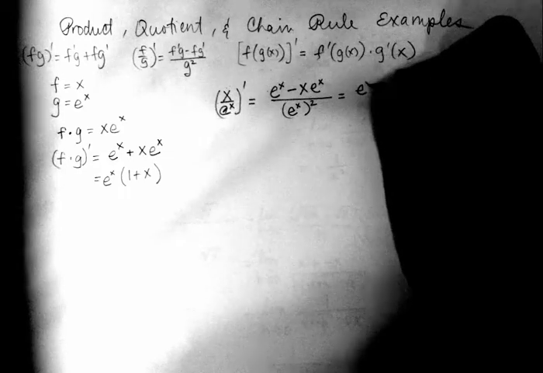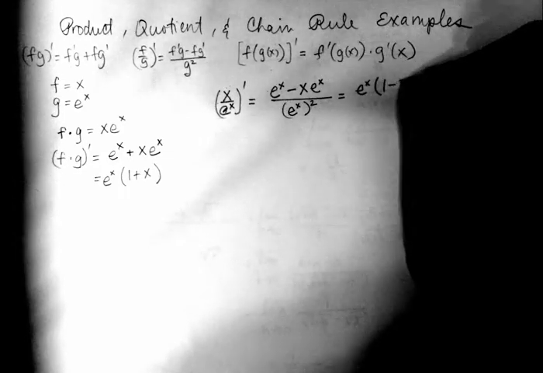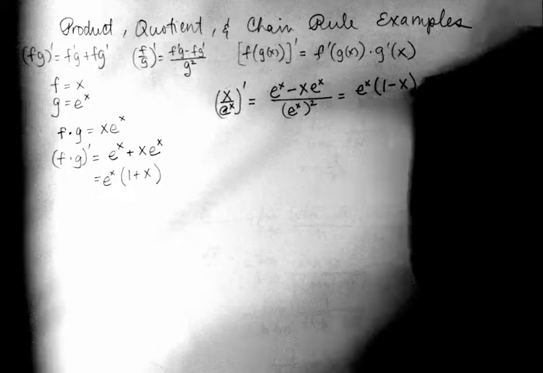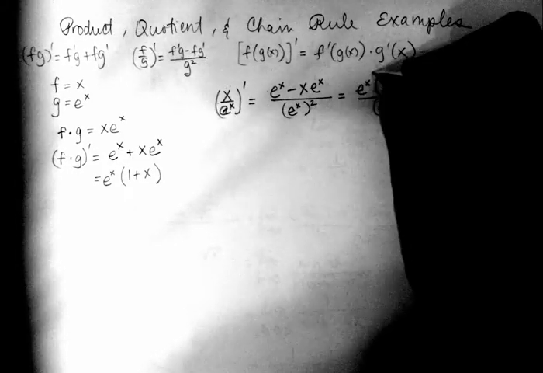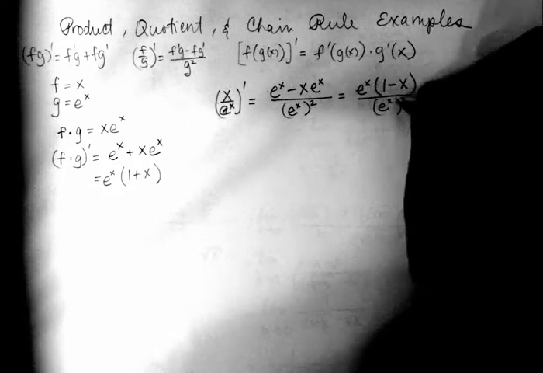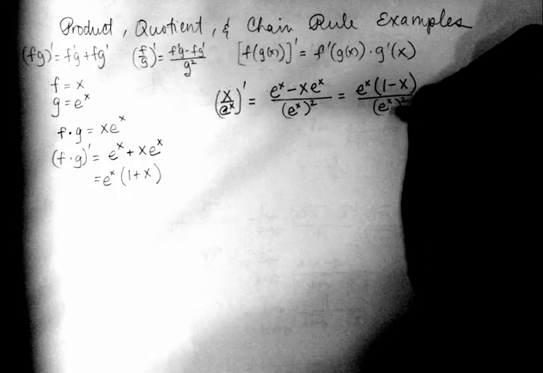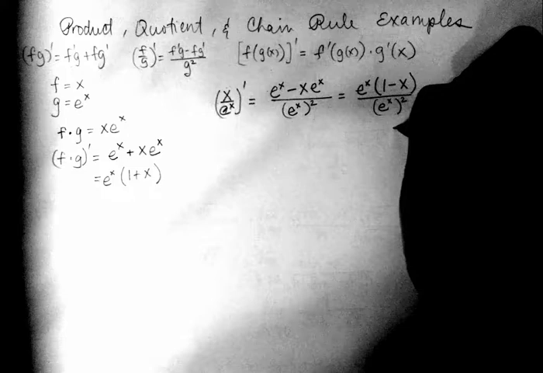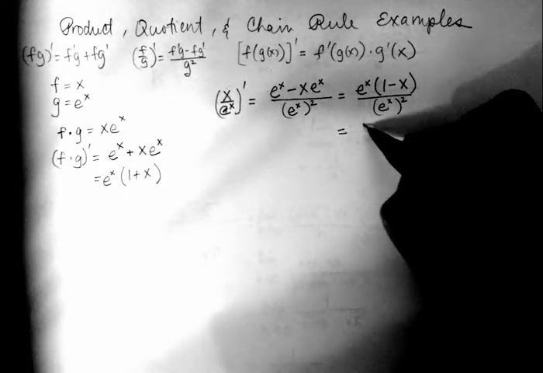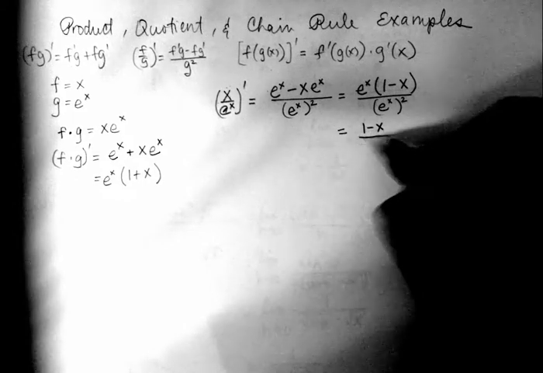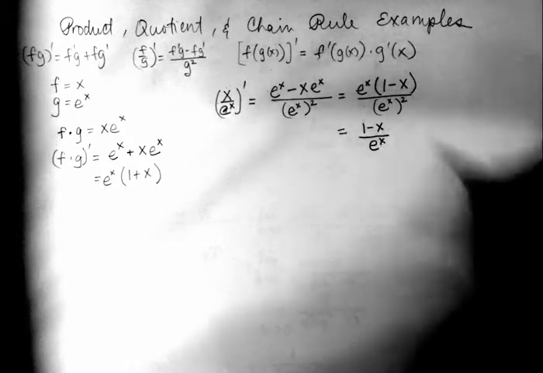That equals e to the x times (1 minus x), over (e to the x) squared. So I can cancel e to the x in the numerator with one of the e to the x's in the denominator to give me (1 minus x) over e to the x.